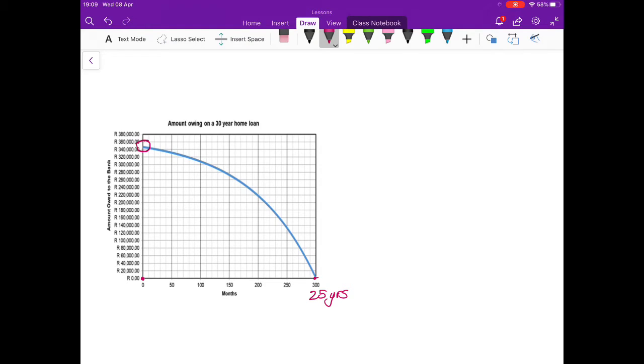Right, so if we have to describe the curve, it's a downward curve, but it decreases very slowly in the beginning, and then it decreases quite rapidly towards the end. I want you to look particularly at half of the life of the loan. If our loan is 300 months, half of the loan is going to be 150 months. If we take a reading here, you will see that in this portion you have only reduced the loan by about 75,000 Rand. So it takes you half the life of the loan to decrease it by 75,000 Rand.